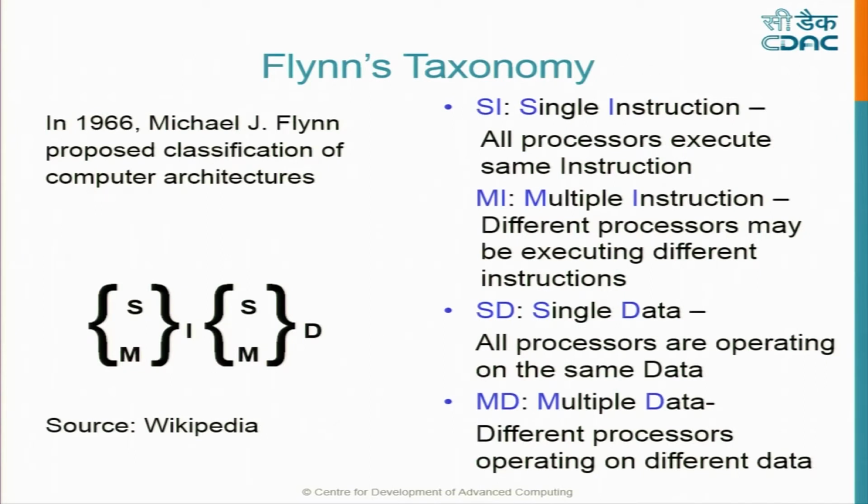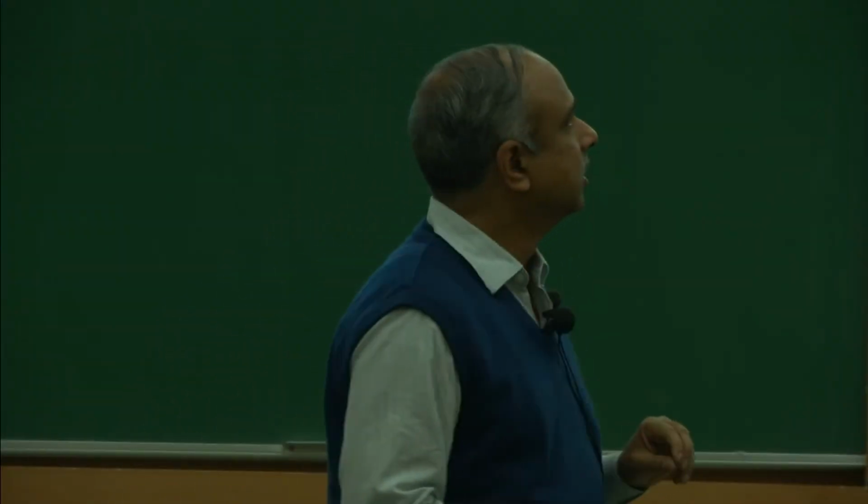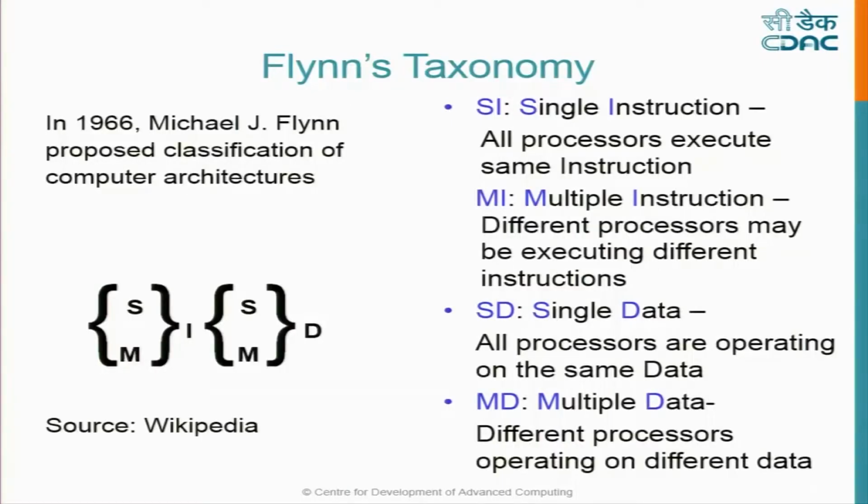Moving ahead, we will go to the basics. Many of you would have studied Flynn's taxonomy if you are a computer science student. So this was in 1966 that this scientist proposed how computers can be classified. As was mentioned in the morning, we have something called an instruction. That instruction works on data.